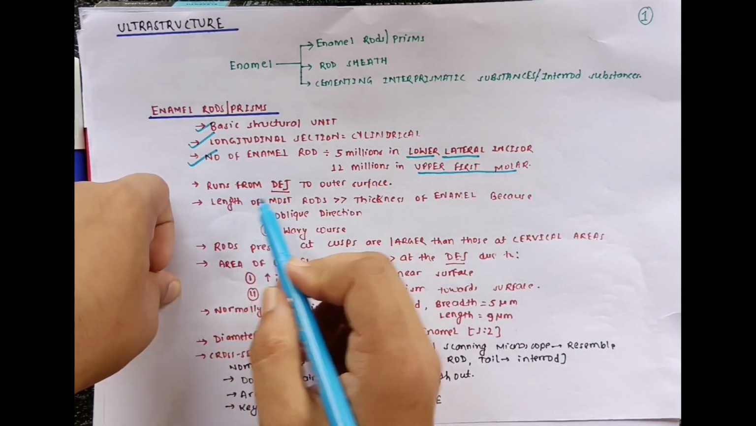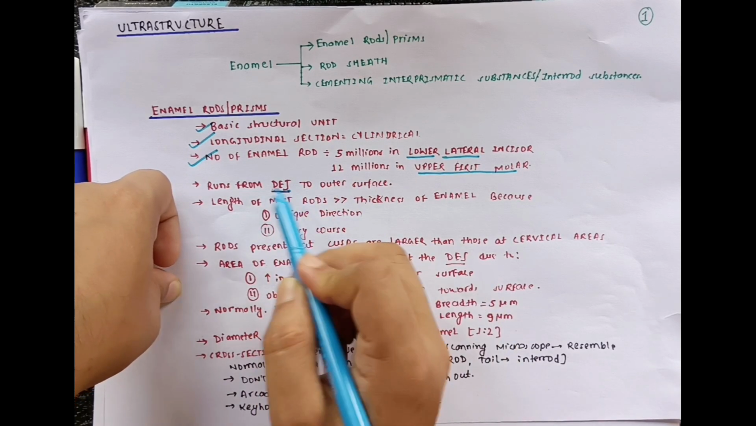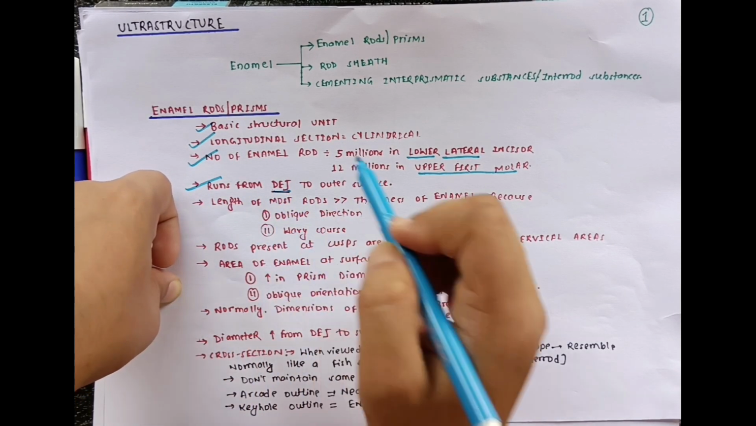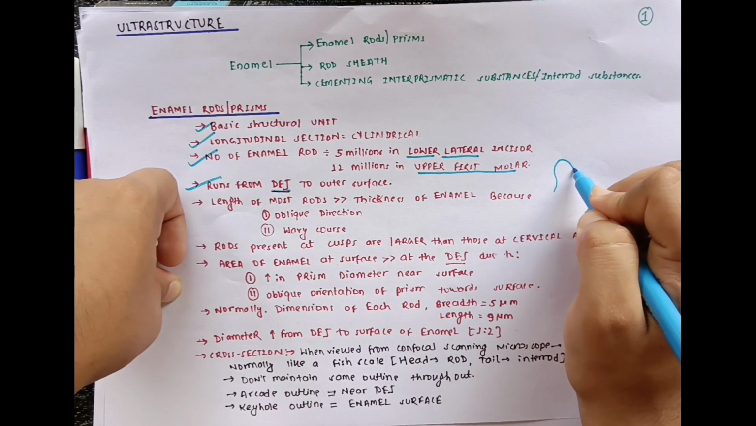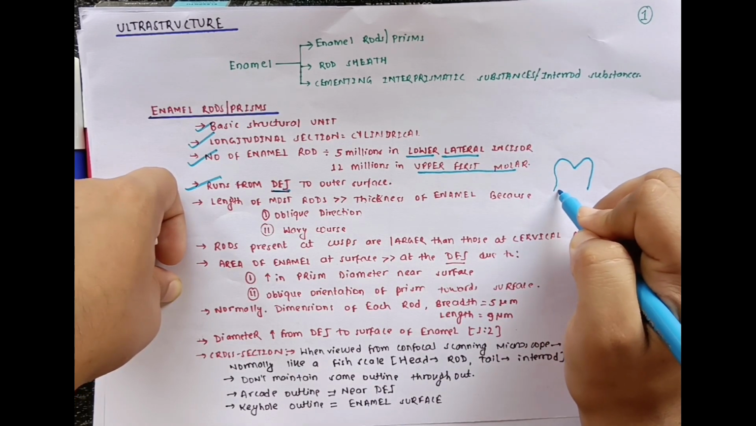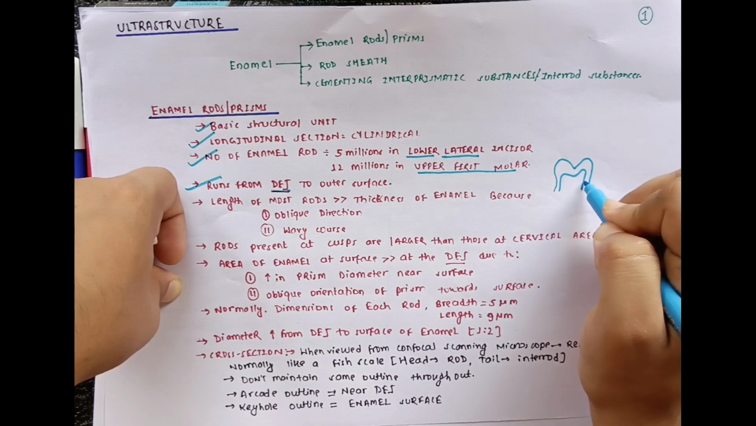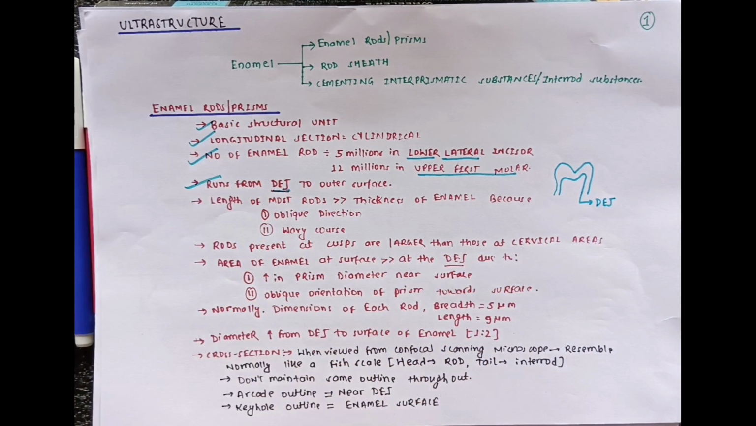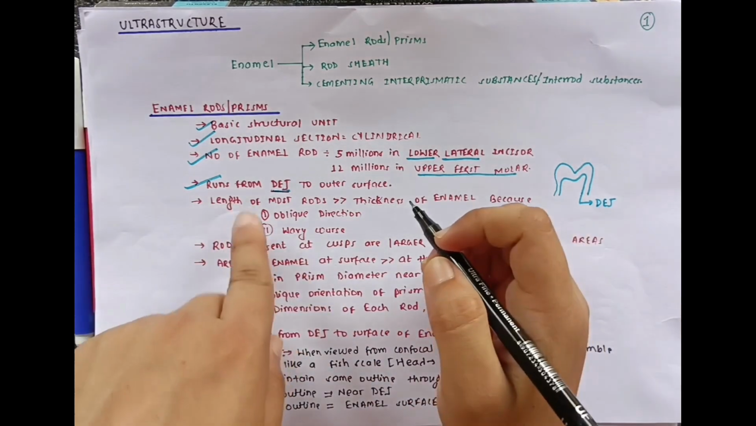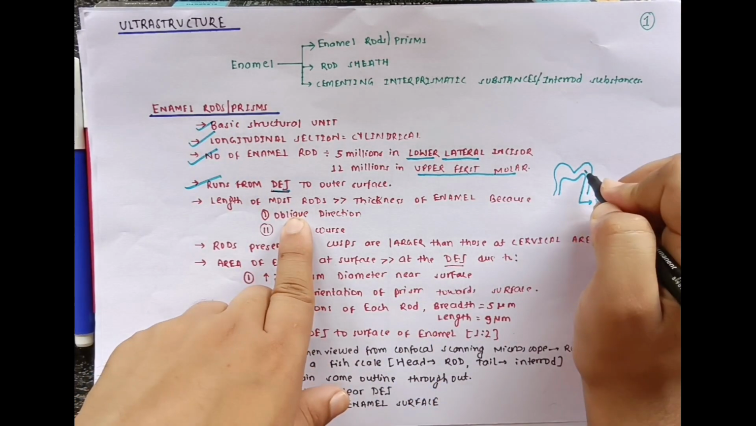The rods run from the dentinoenamel junction to the outer surface. So let's draw a simple tooth here. If this is a tooth, and this is the dentinoenamel junction, then these enamel rods run from the dentinoenamel junction towards the outer surface.